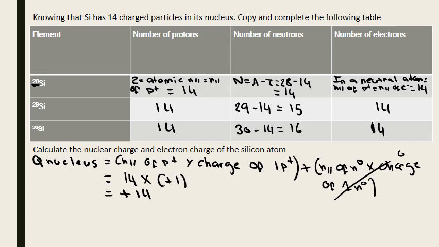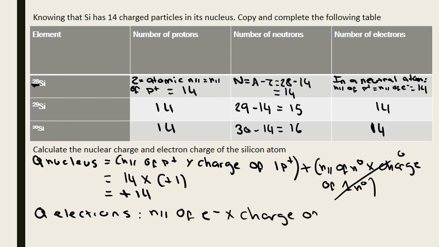Remember, the charge is really important. The charge of the electrons is the number of electrons times charge of one electron, that's 14 times minus 1, which equals minus 14.